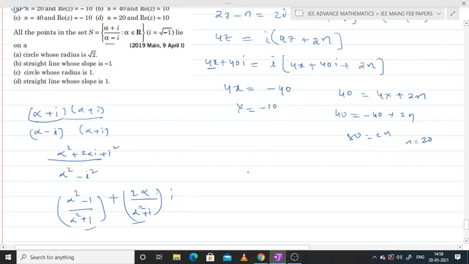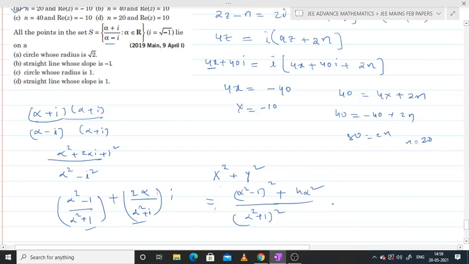This is representing x and y. You cannot say x equals y, so x and y are different, so it's not a straight line. Or x equal to minus y, you also cannot say, so it's not a straight line. So the other option is x square plus y square. When you consider x, the real part, and square it, alpha square plus 1 whole square is the denominator, the numerator is alpha square minus 1 whole square, plus the other one will become 4 alpha square, since 2 alpha into i gives 4 alpha square.